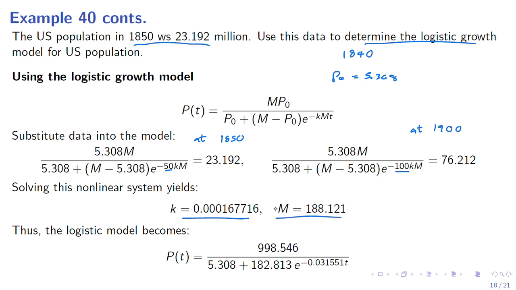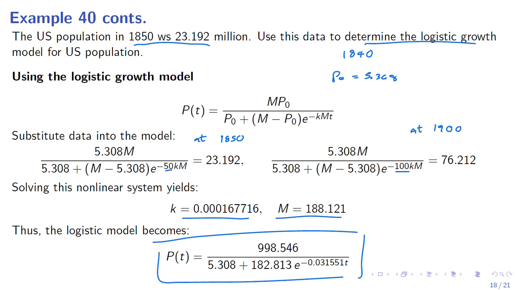So it now has a limiting or carrying capacity of 188.121. Okay, so if we put it all together, we get this logistic model for the US population. Now, which one do you think better describes the population in the United States?